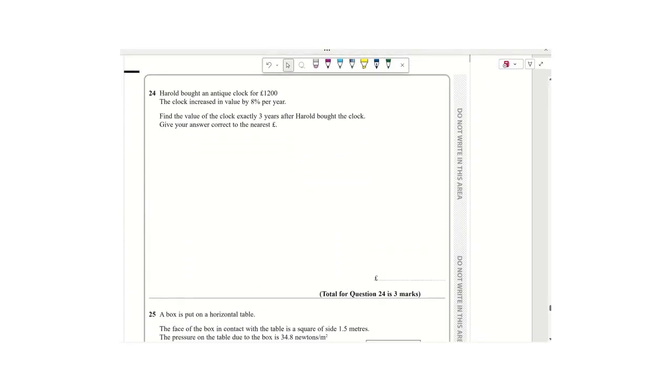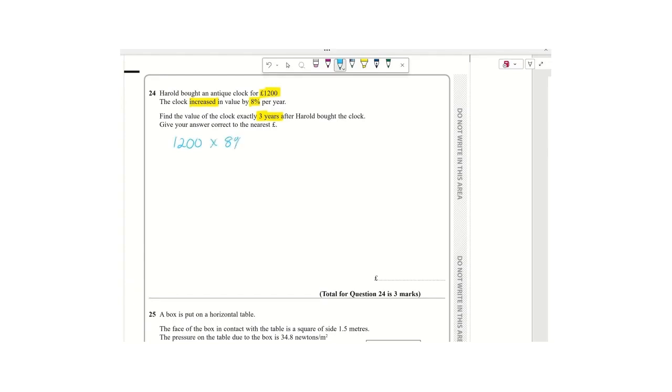Right, more percentages now. So Harold bought an antique clock for £1,200. The clock increased in value by 8% per year. Find the value of the clock after 3 years. So it started at 1,200, it increased by 8%, and we want to know after 3 years. Now there is a quick way of doing it, but I'm going to show you the longer-winded but logical way to do it. So it starts at 1,200 and it increases by 8%.